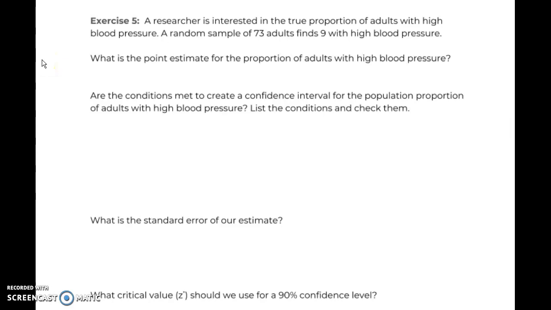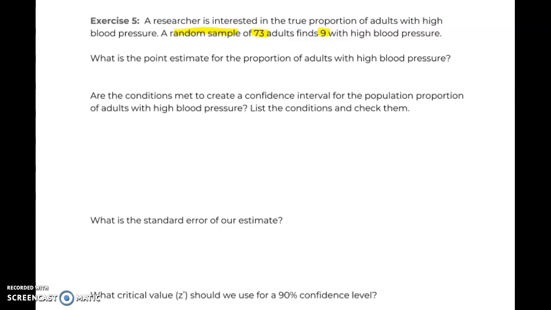Let's look at our first example where a researcher is interested in finding the true proportion of adults with high blood pressure. And they use a random sample of 73 adults and they find 9 with high blood pressure. So what is the point estimate? Remember, the point estimate is our best estimate for the population proportion.